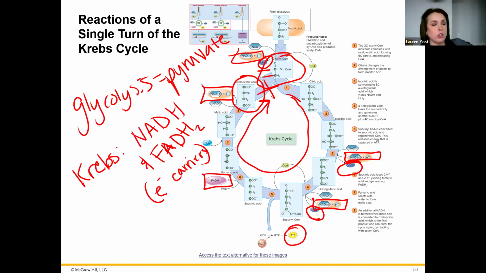So remember also, if I were to ask you, in which cycle do we make NADH? We made some in glycolysis too. So we make it in both, okay?